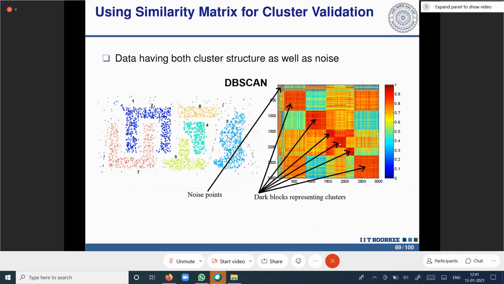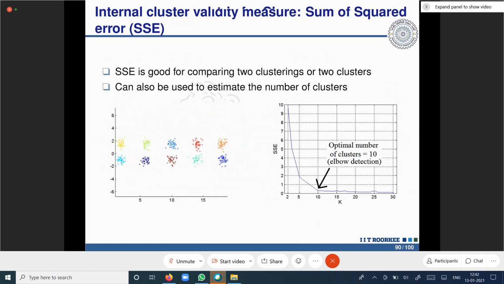Similarly, if the data has both clusters as well as noise, we can find the clusters and noise separately, because clusters are shown by these red blocks having very high similarity values, and noise points are here, which have low similarity values to each other. So this is one way to find clusters.